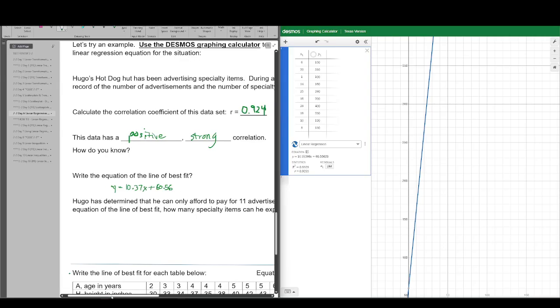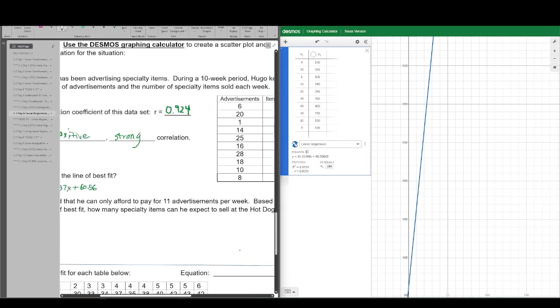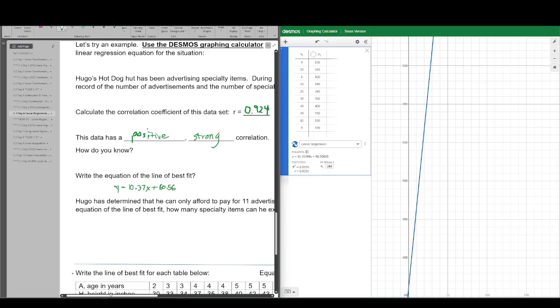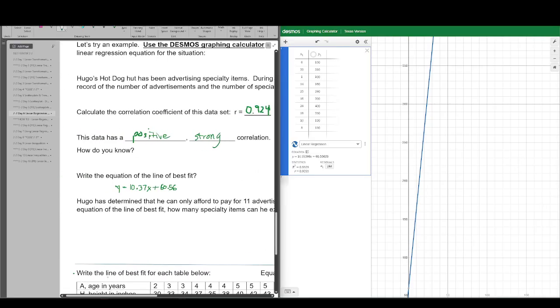And then it asks us, Hugo has determined he can only afford 11 advertisements per week. Based on the equation of line of best fit, how many specialty items can he expect to sell? So in this case, since it's based on that equation, we want to use this rounded version of the equation to calculate the answer. We could get a more precise answer from Desmos, but in Delta Math, when it asks you to do this, it's expecting you to use this rounded equation and plug in the value.